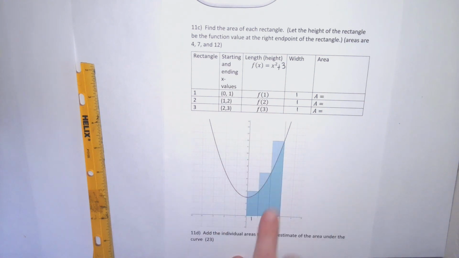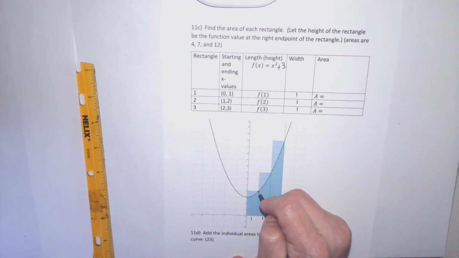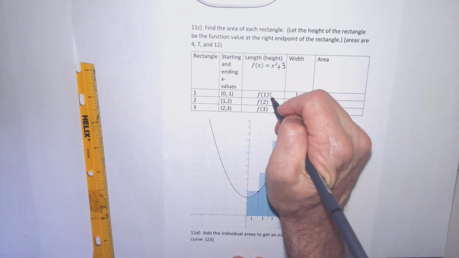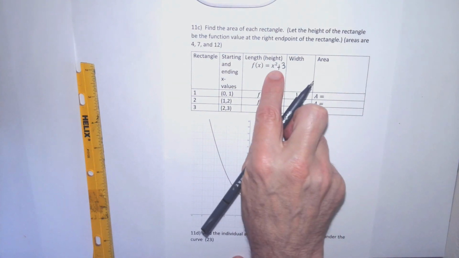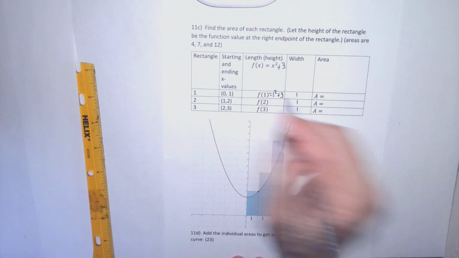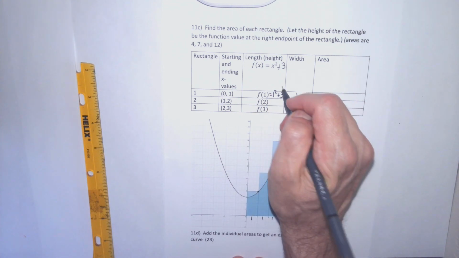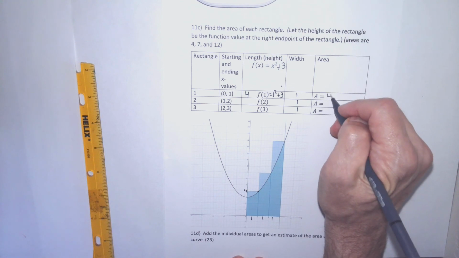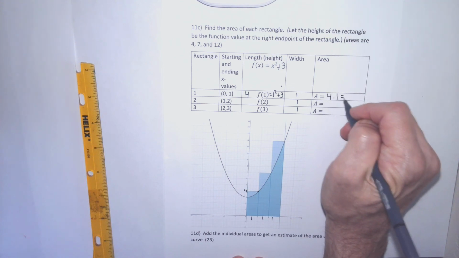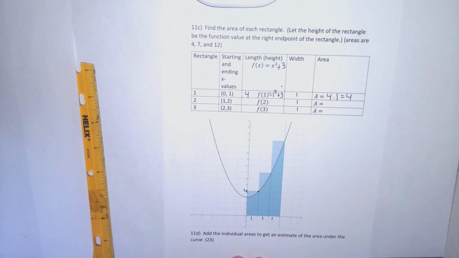So for the first rectangle, its height is up here. Its height is going to be found by doing 1 squared plus 3, just plugging 1 in for the x. That's going to be 1 plus 3, and its height is going to be 4. So this first rectangle goes up to 4 on the y-axis. It has dimensions of 4 by 1. The first rectangle has an area of 4.